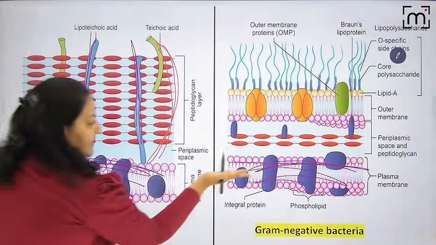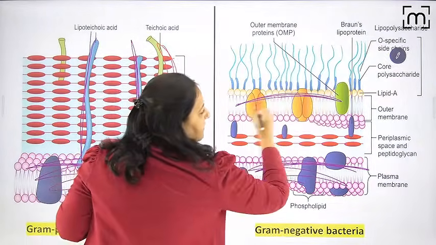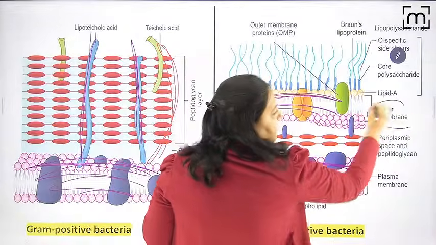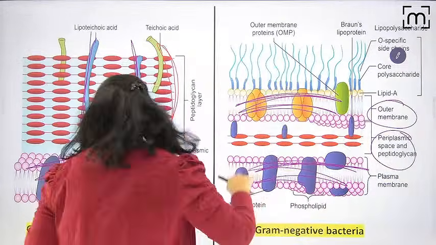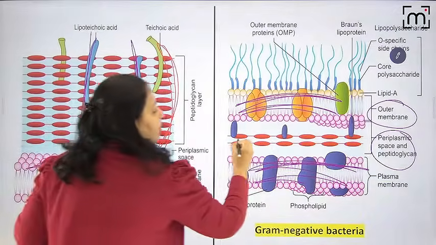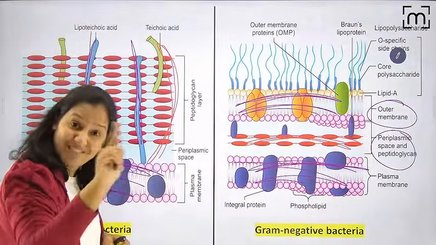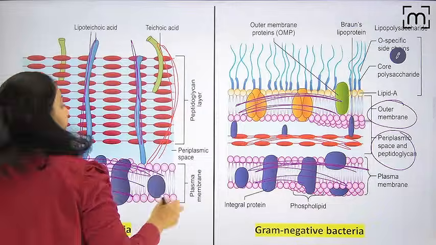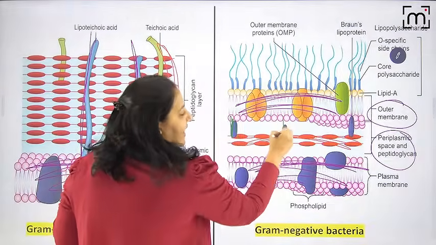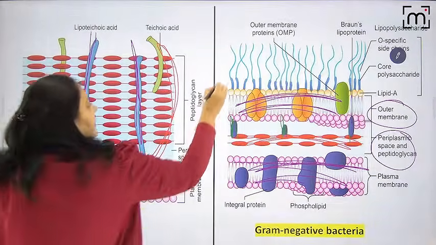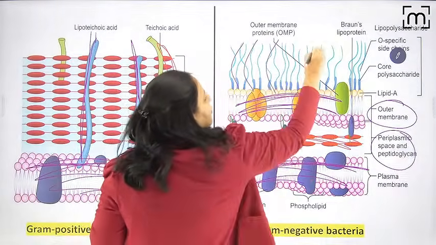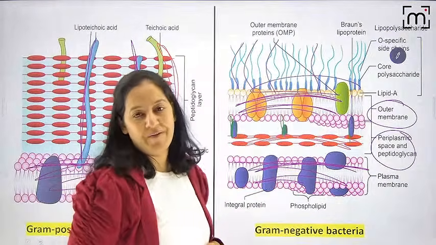And here you can see this is the cell membrane. One more cell membrane, and this extra membrane is known as the outer membrane. The space between the two is known as the periplasmic space. In this space, appreciate the peptidoglycan, which is very thin, and appreciate the lipoprotein connecting the peptidoglycan with the outer membrane. And appreciate the lipopolysaccharide, endotoxin. This is lipopolysaccharide. I hope everyone got it.